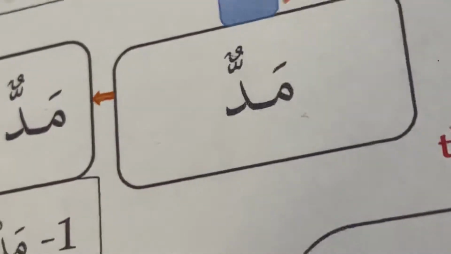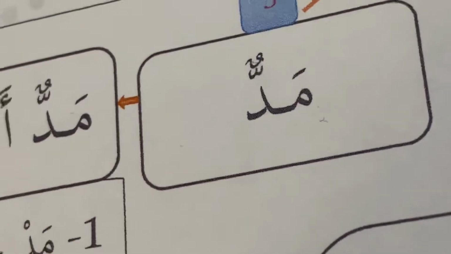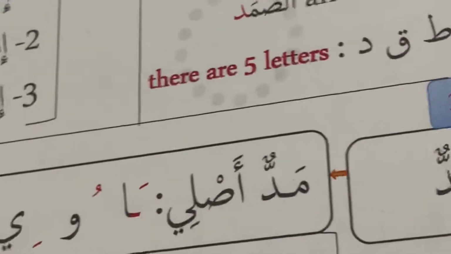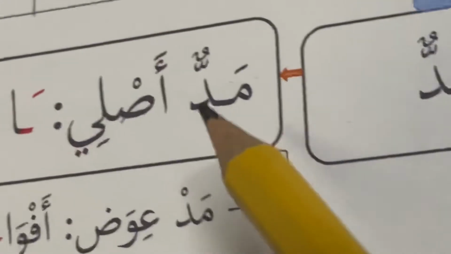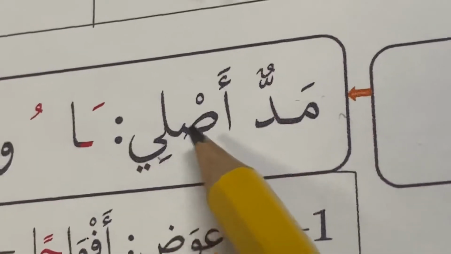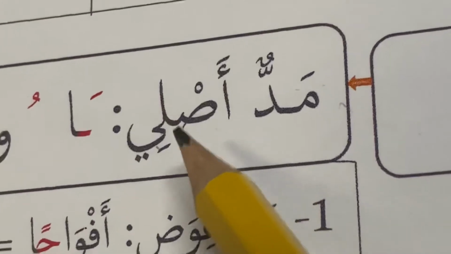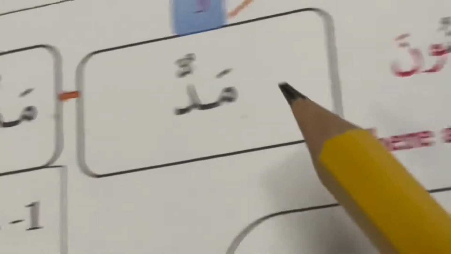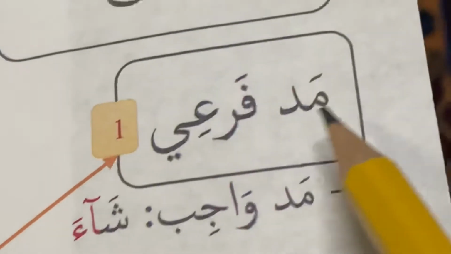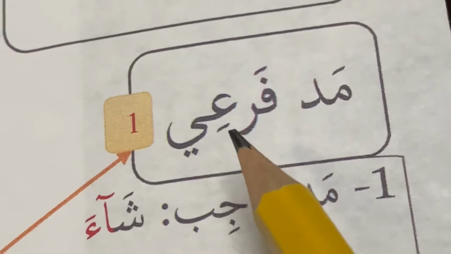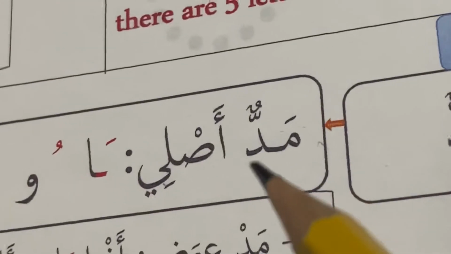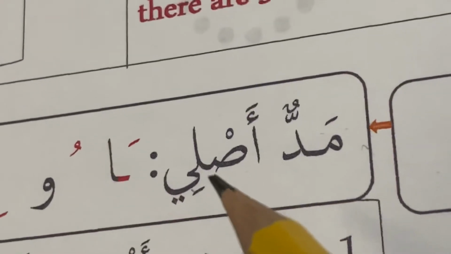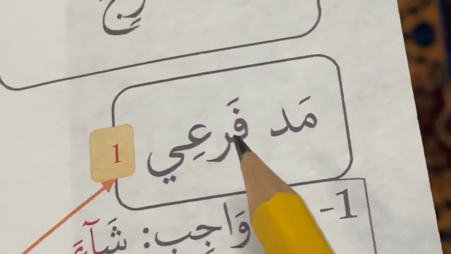Okay, mad. Question, what is mad? How do you know mad? The answer is over here. There are two kinds of mad. Number one, they call mad asli. Mad asli means original. And number two, they call, I point over here, mad far'i. Far'i is branch, like you have a tree, the root of the tree they call asli, and the branch of the tree they call far'i.